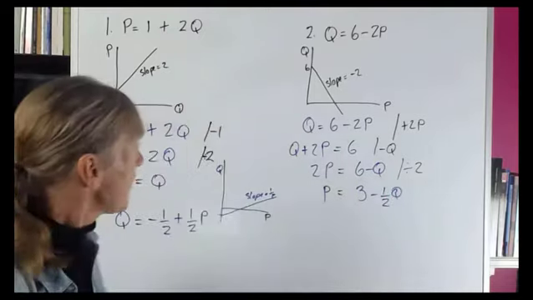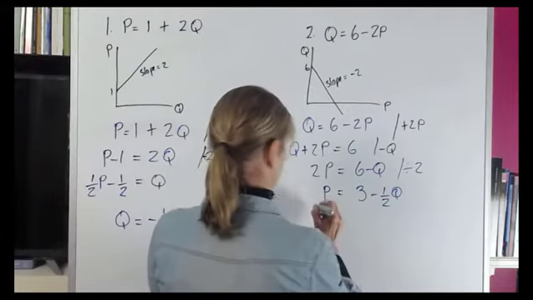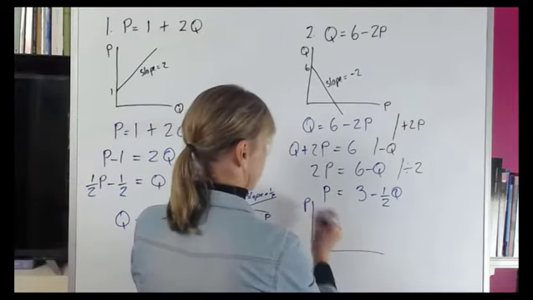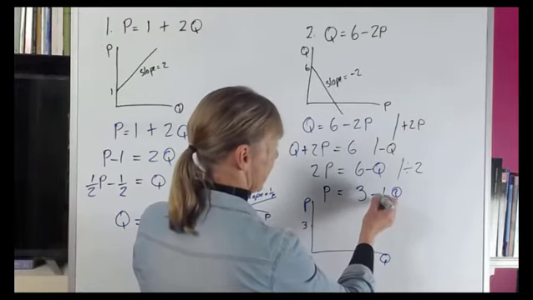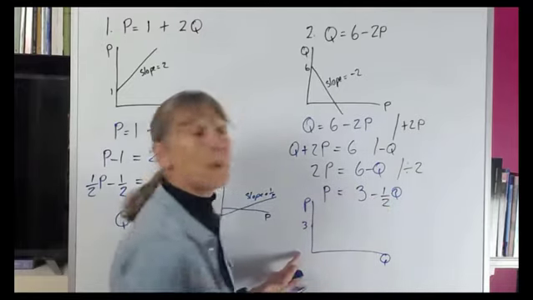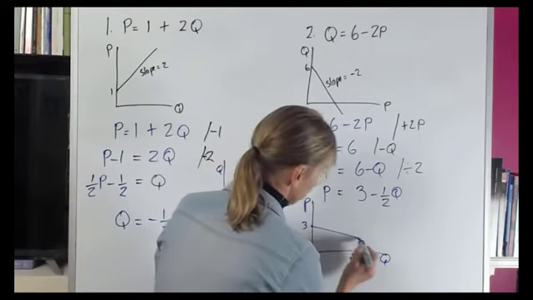So there we are. So this now looks like we've got P, we've got Q, it crosses at 3, and it has a very shallow but negative gradient. So there it is going off like that.